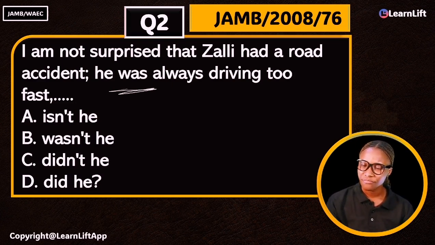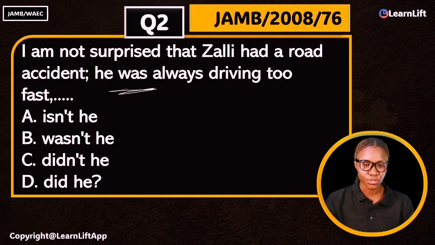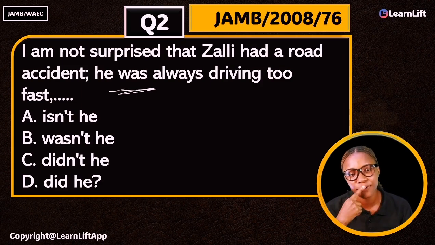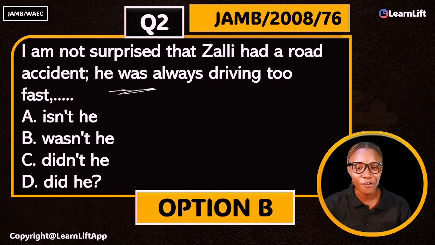Now, isn't he, option A, is not corresponding with the verb used in the statement, right? What we have here is was, and what we have here is isn't. No, it's not corresponding. Let's look at option C. Didn't he? No, it's not corresponding with the verb. Neither is option D corresponding with the verb used in the positive statement. So option B, let's interrogate option B. Wasn't he? He was always driving too fast. Wasn't he? Exactly, that's our correct answer.